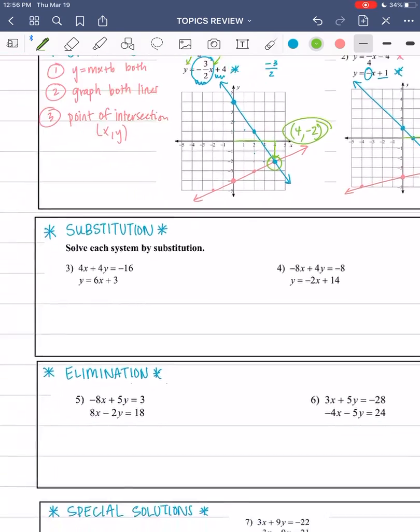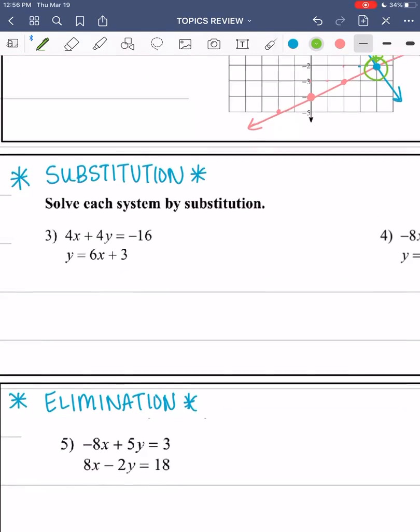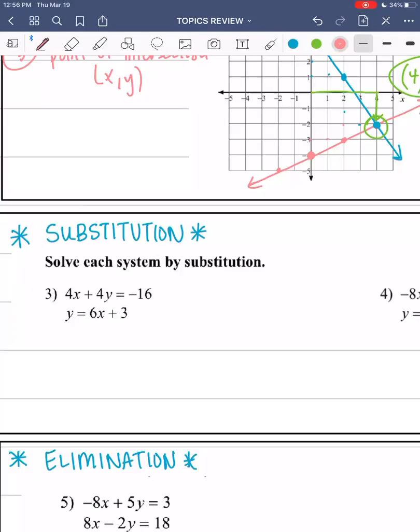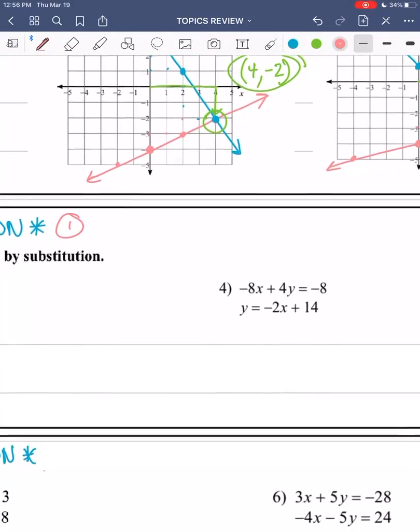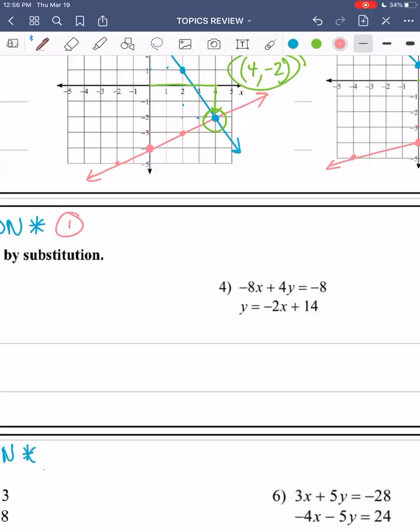Okay, so that is solving by graphing. The next thing we can do is solve by substitution. To solve by substitution, we want to first make sure one variable is by itself. I think all the ones I assigned you already have that done. So, one variable by itself. Isolated is the word we could use.